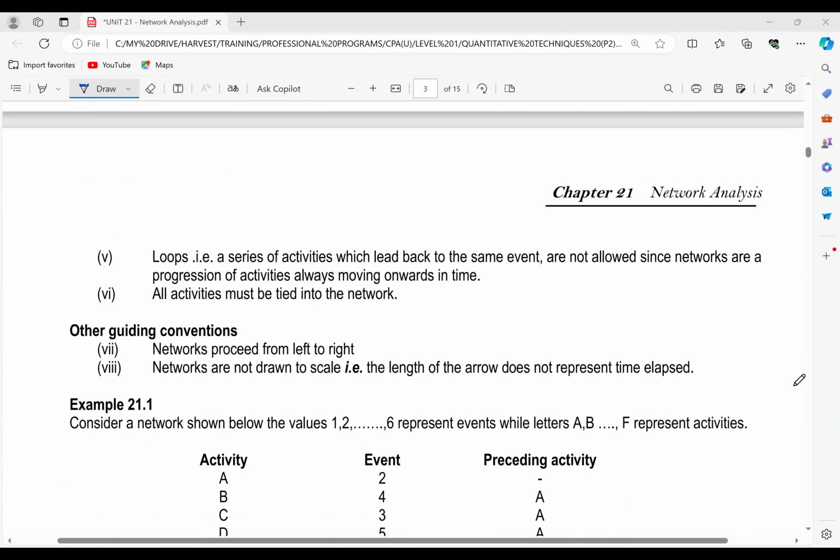Networks proceed from left to right, and networks are not drawn to scale. The length of the arrow does not represent the time elapsed. The arrows don't represent the time elapsed.